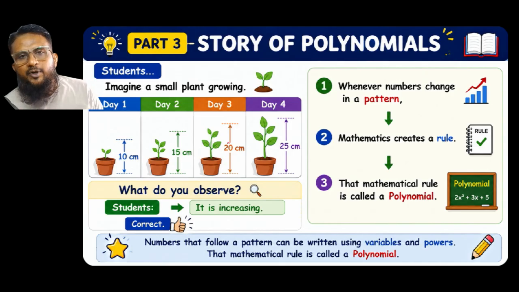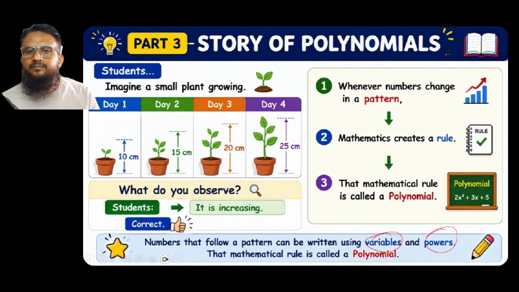Students, the story of polynomials. Imagine a small plant growing. Day 1, 10 centimeters; day 2, 15 centimeters; day 3, 20 centimeters; and day 4, 25 centimeters. What do you observe? Yes, it is increasing. Whenever the number changes in a pattern, mathematics creates a rule. That mathematical rule is called a polynomial. So, numbers that follow a pattern can be written using variables and powers. That mathematical rule is called a polynomial.